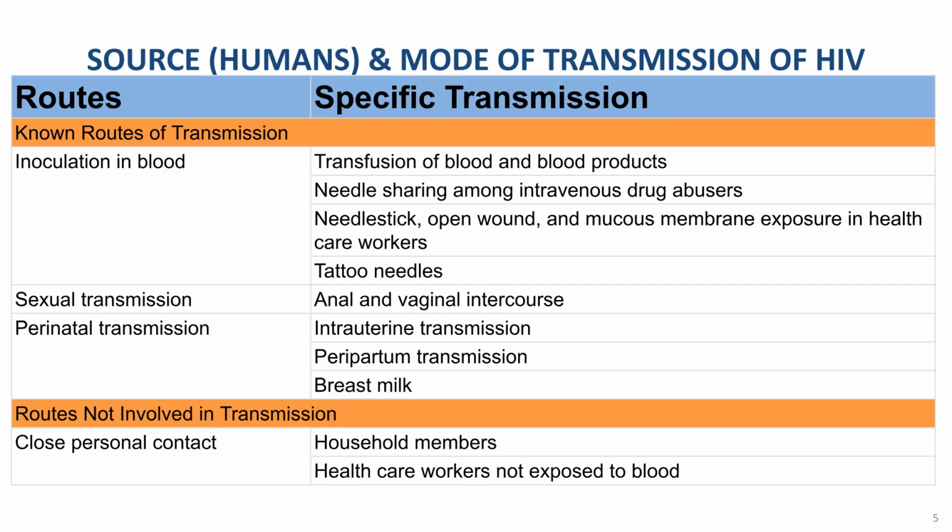Now, equally important is understanding routes not involved in transmission. HIV is not transmitted through close personal contact with household members. You cannot get HIV from hugging, kissing on the cheek, sharing utensils, or living in the same house with an HIV-positive person. Healthcare workers who are not exposed to blood are not at risk from routine patient care activities. HIV is not transmitted through saliva, tears, sweat, or casual contact.